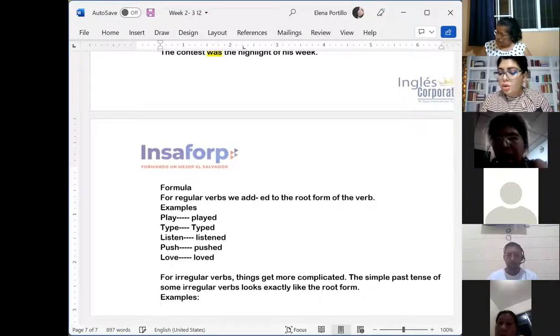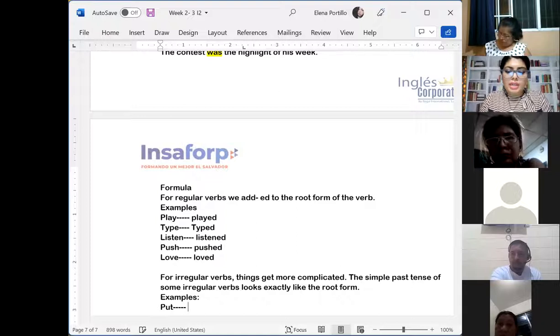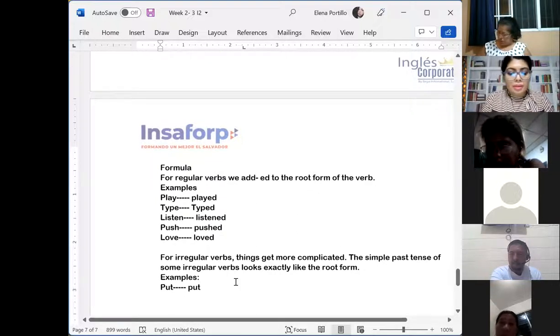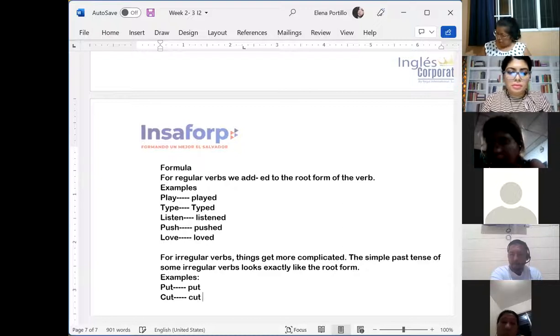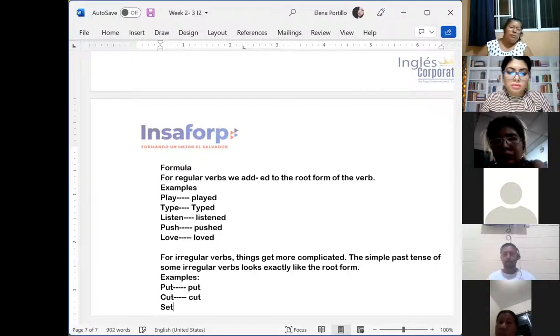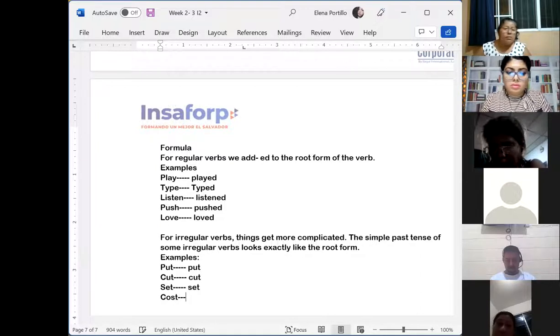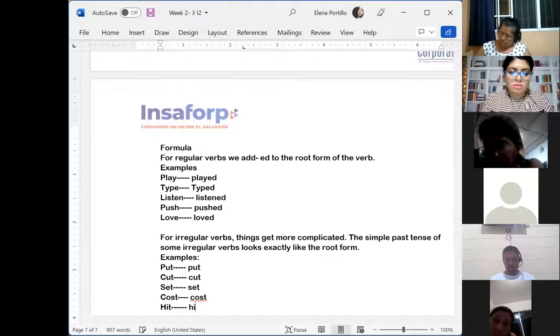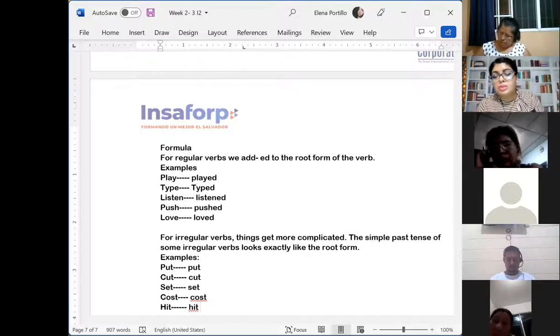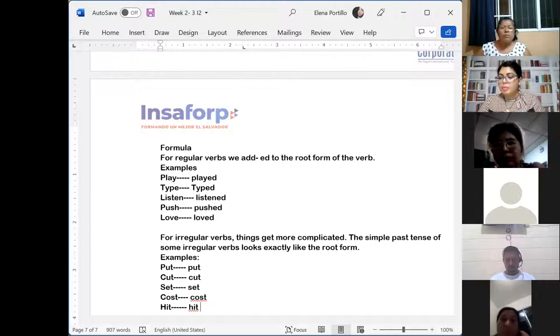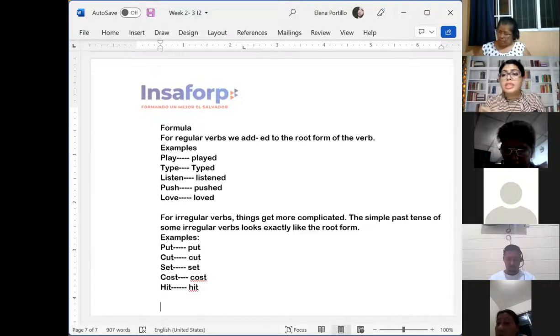So we have the examples here. This is the present and this is the past. It's the same. Present and the past are written in the same way. So for other irregular verbs, including the verb to be, the simple past forms are more erratic because they change. In this case, when we have the irregular verbs, we change the form of the verbs.